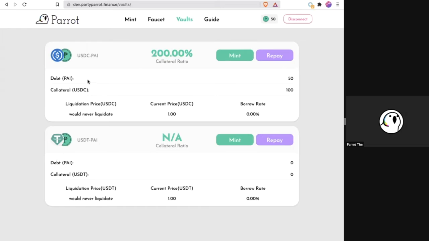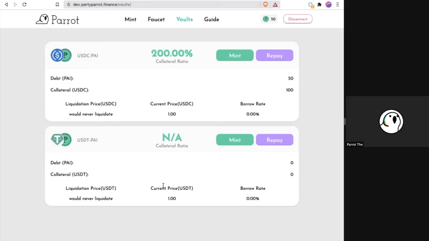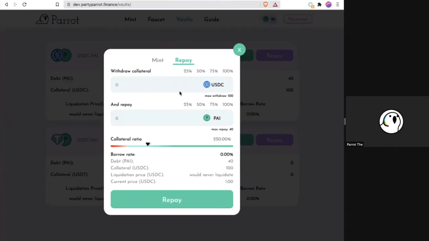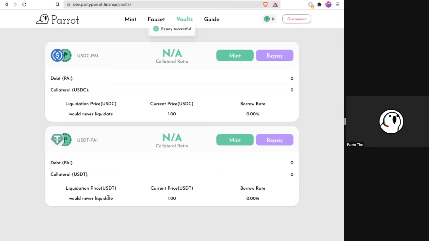Anyway, here's a version that's also at 200% collateral. So the USDC is stored in the vault, and in your balance there will be 50 in stablecoin. Then you can also repay. So you can say, repay $10 in stablecoin. Or you can just repay everything and withdraw the USDC from the vault as well. And then the vault is clear.